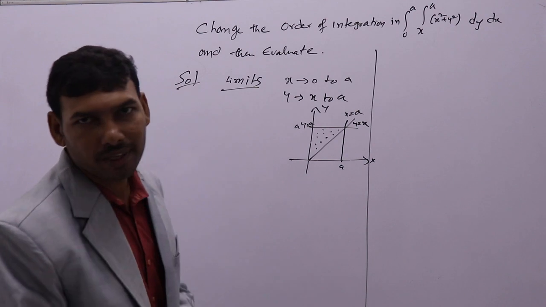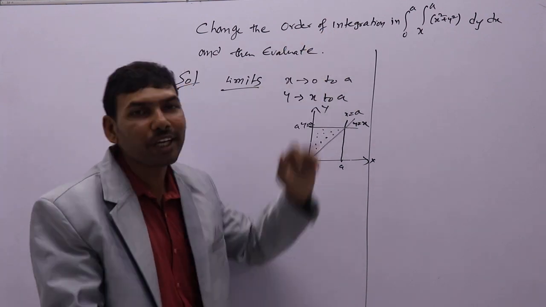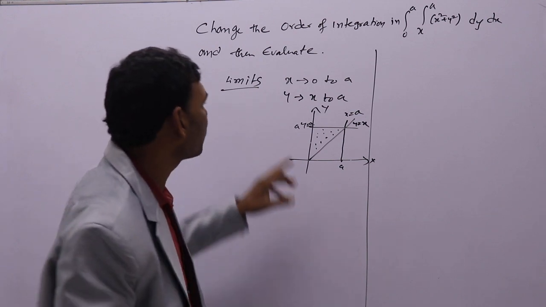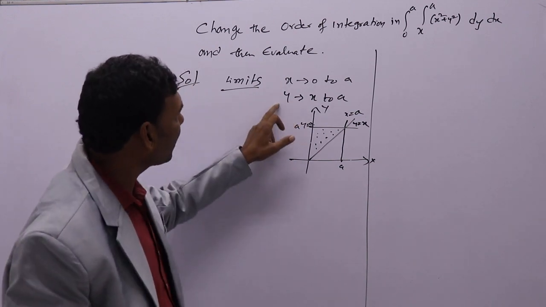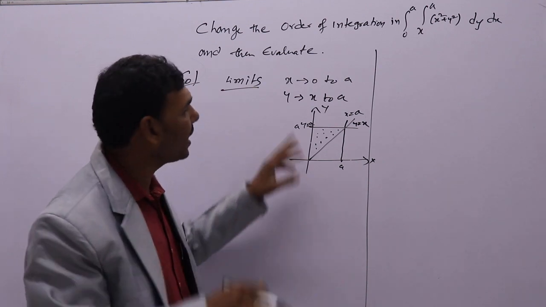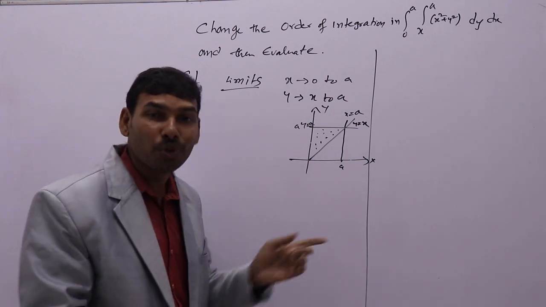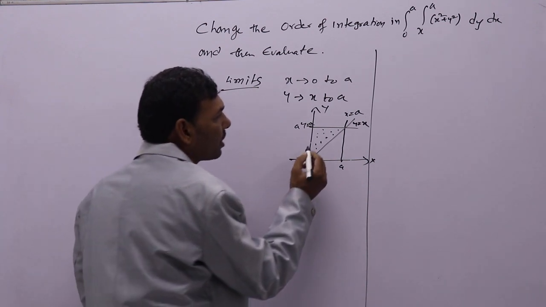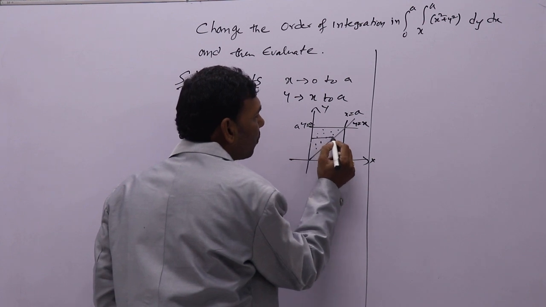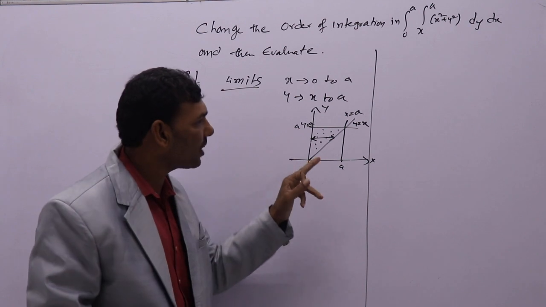In that region, to change the order of integration we need to change the limits. How do we need to change? At present the y limits are in terms of x. Now I need to get x limits in terms of y. To get x limits in terms of y, take a strip parallel to the x axis. This strip gives you the limits of x in terms of y.